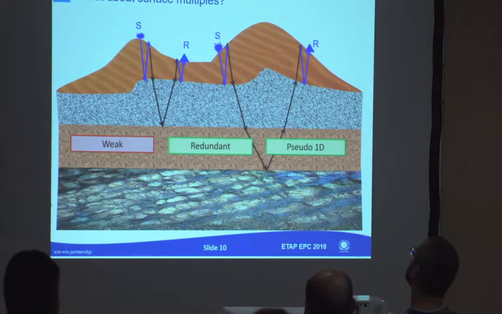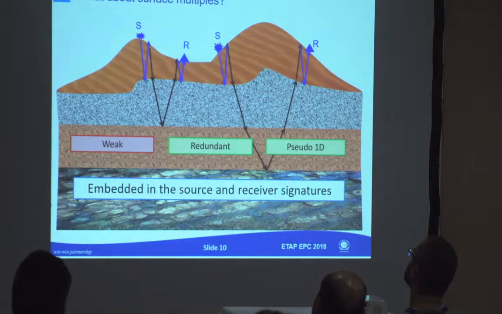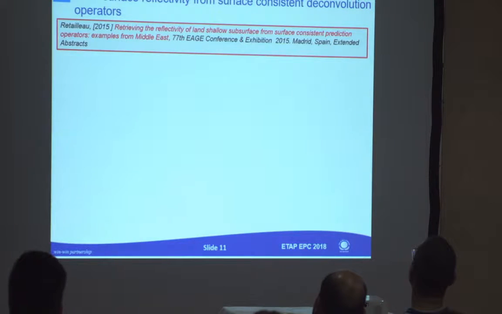So all these characteristics let us think that these surface multiples are embedded in the source and the receiver signatures. We're going to see how they are embedded, but our issue is to extract the source and receiver signatures. And how can we do it? How can we extract the near surface reflectivity from surface consistent deconvolution operators? This is the method, which I explained in a paper that I published in 2015 at EAGE.